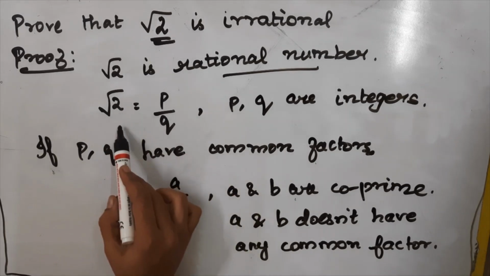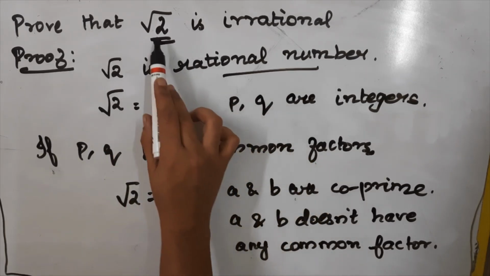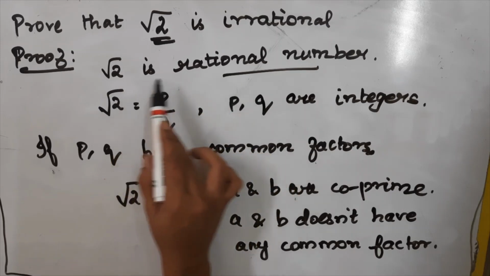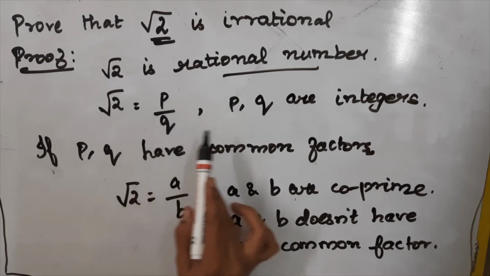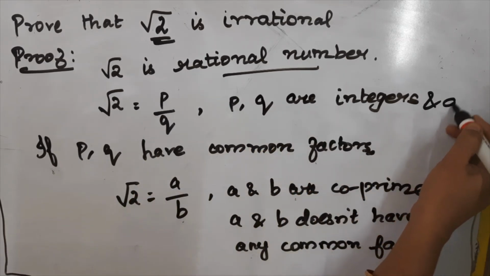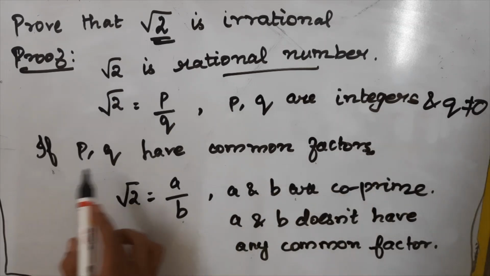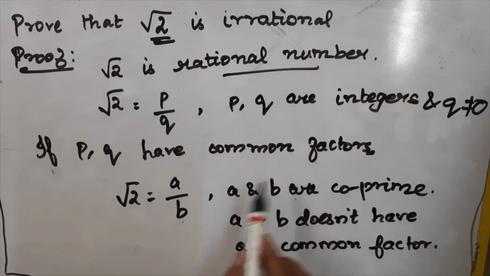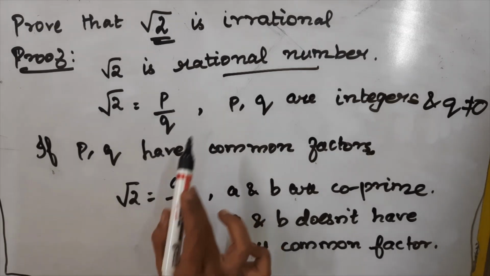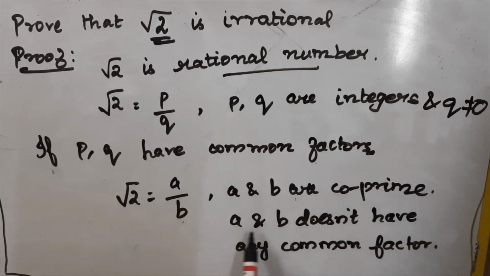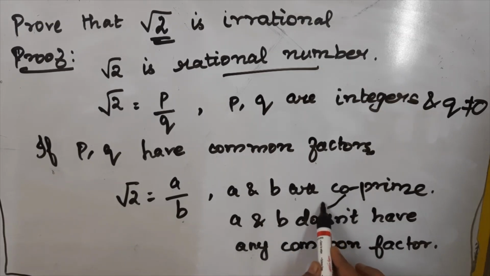We have assumed this as a rational number. We are going to prove that root 2 is an irrational number by taking the contradictory that root 2 is rational. When it is a rational number, it can be expressed in the form of p by q, where p and q are integers and q is not equal to 0. Since they are integers, they may have some common factors. We are eliminating the common factors by taking root 2 is equal to a by b, where a and b are co-prime numbers, which means they don't have any common factor.